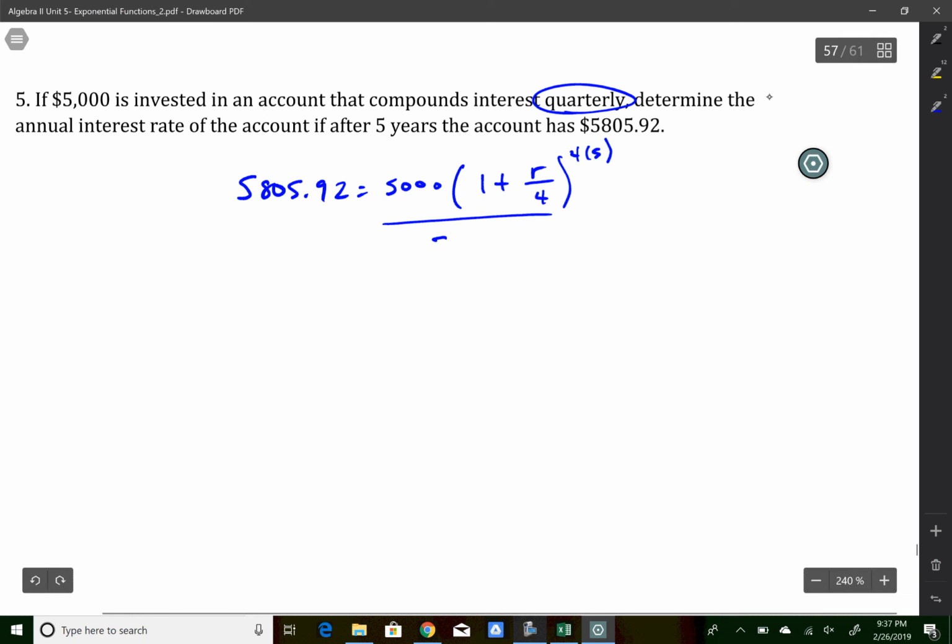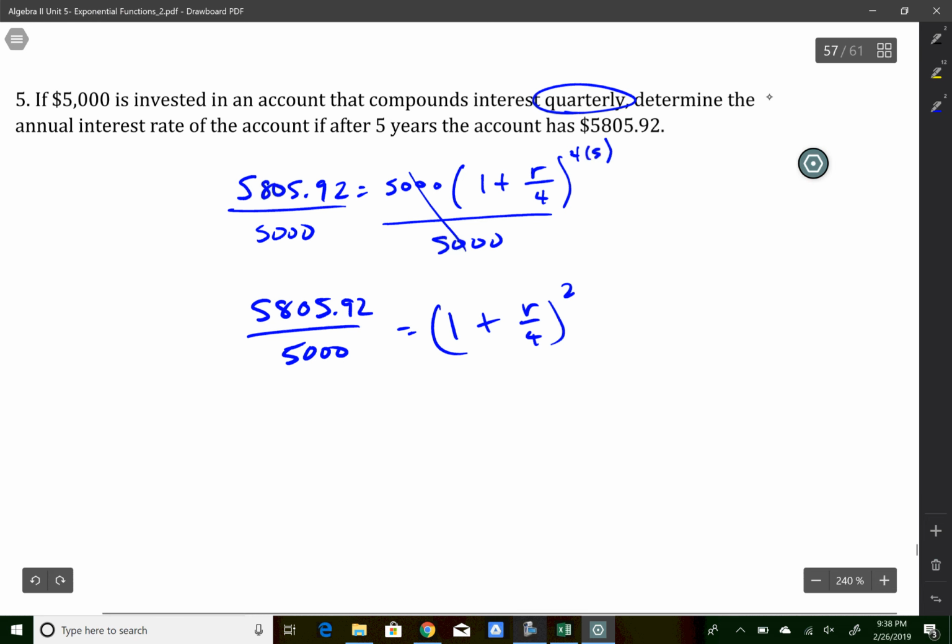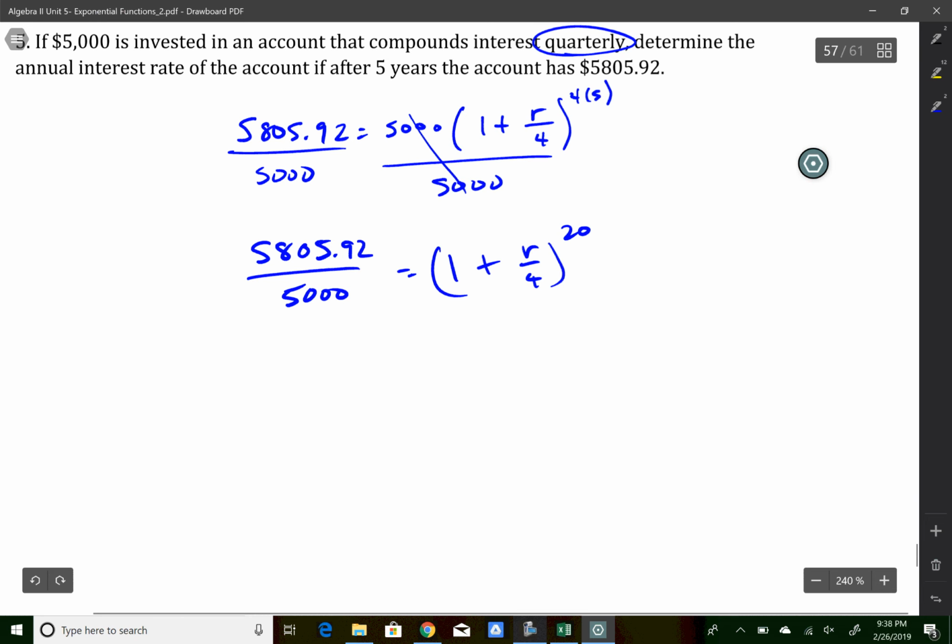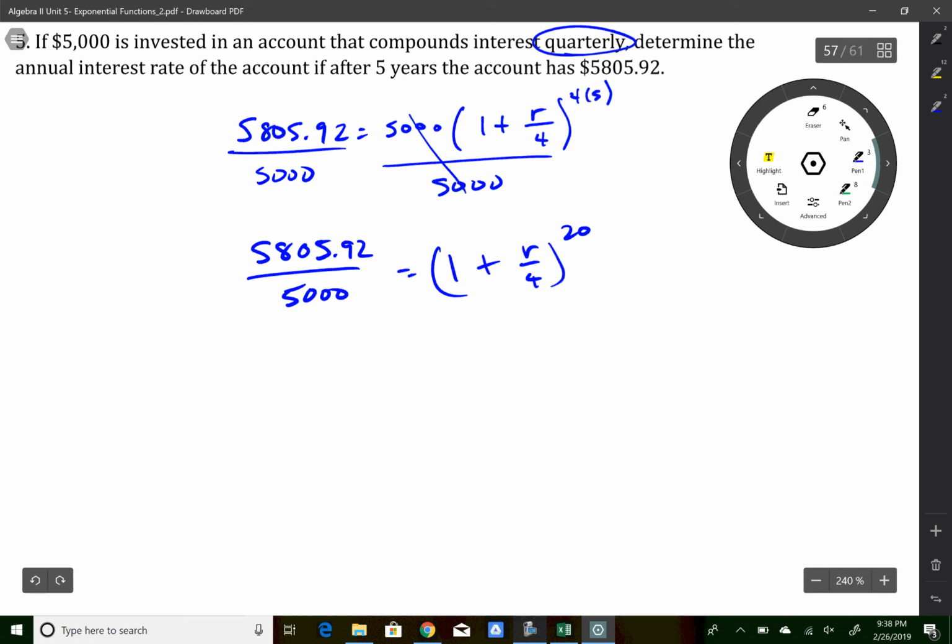Divide by 5,000. Don't type that in your calculator. That's a messy decimal, so we'll leave that: 5805.92 over 5,000 is equal to 1 plus r over 4, all to the 20th. I want to get rid of the 20, so I'm going to raise both sides of this to 1 over 20.